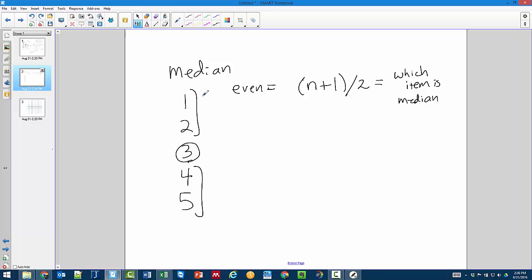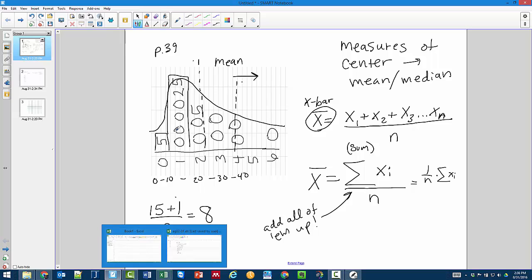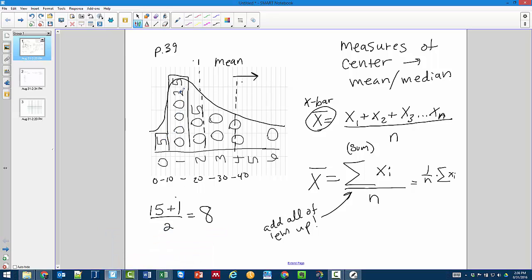So for example, in the case here, I have 1, 2, 3, 4, 5, 6, 7, 8, 9, 10, 11, 12, 13, 14, 15. I have 15 numbers. So I can do 15 plus 1 divided by 2, and it comes out nice and even. It's going to be the 8th number. And if you think about it, here's the number 1, 2, 3, 4, 5, 6, 7, 8. Here's my median. It comes out evenly. I've got 7 numbers below it and 7 numbers above it. All right, so the number 20 is the median.